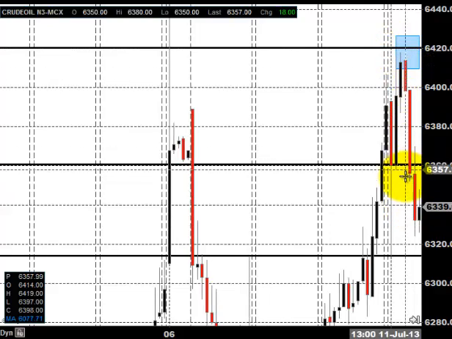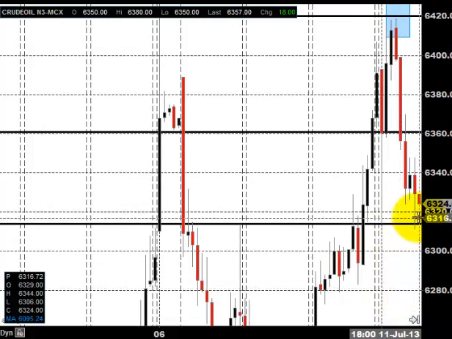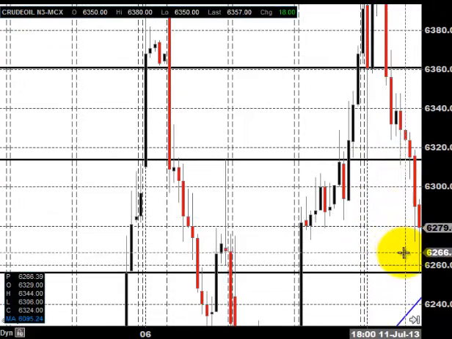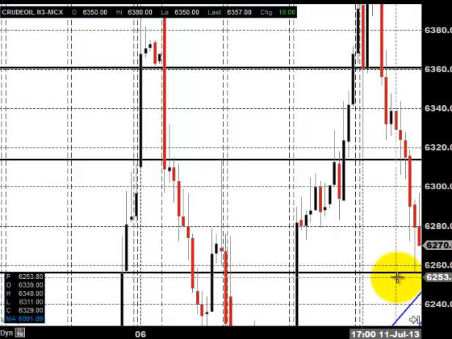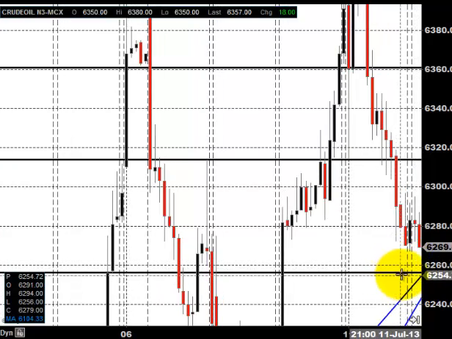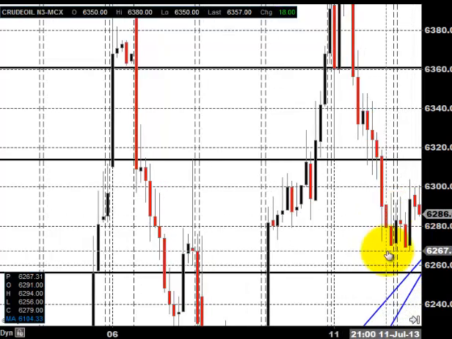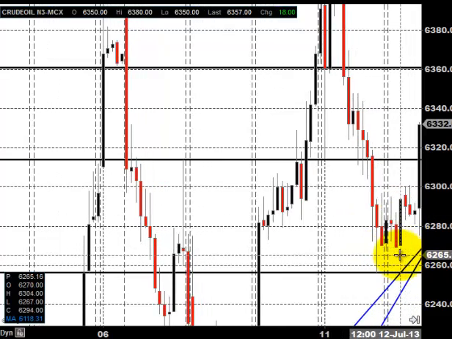So from that the market lost its momentum, it came down till 6320, and even broke 6320. As we know that the crude has got the potential to take some support around 6260, where it took the support and closed near 6280. So what happened on 12th?